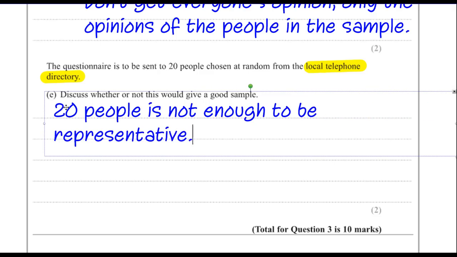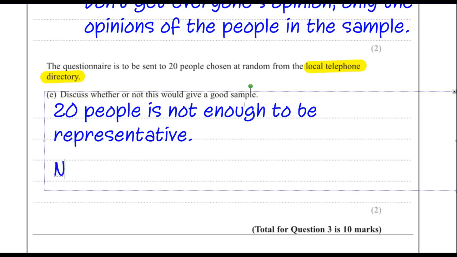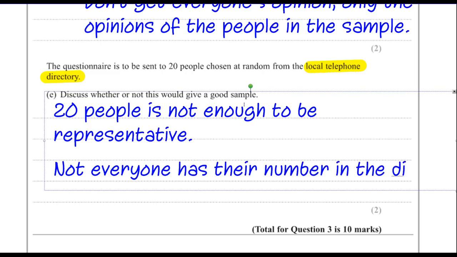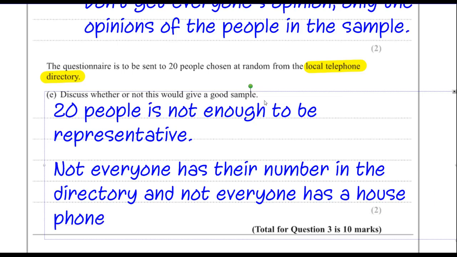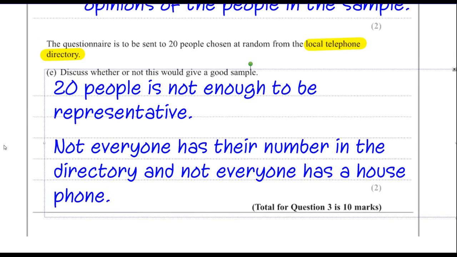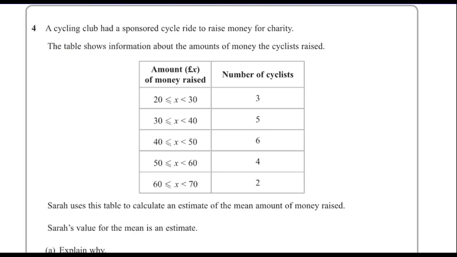And look at the way they've got the sample. They've got it from using the local telephone directory. These days, not everyone has their number in the telephone directory, and not everyone has a house phone. So that's just not fair. Not everyone's got a chance of even being picked in the first place. Okay, 2 marks. We've given 2 reasons there.